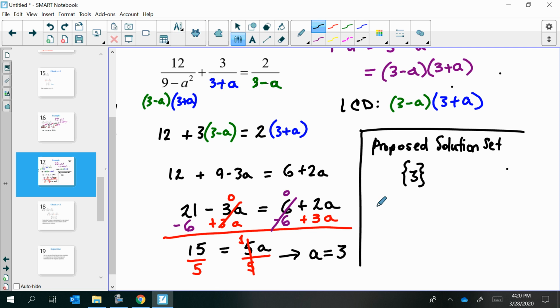But I need to check it, because right now I don't know for sure if 3 is going to work until I plug it back into the original equation and make sure that the equation is satisfied, that it's true when I plug in 3 for a, and also that it doesn't make any of my fractions undefined. You may have already noticed that when you plug 3 here, you're going to get 3 minus 3 in the denominator, so you'll have 2 over 0, which is undefined. So I can see clearly that this is going to be a problem.